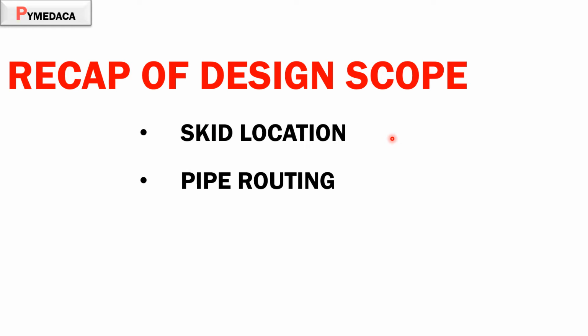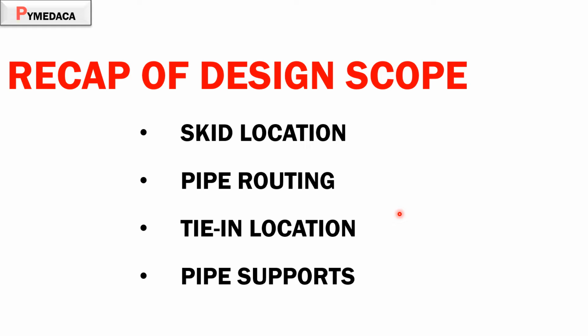So for those who wanted to understand about the previous project, let's recap the design scope we have discussed. See, the design scopes in this piping project we were discussing were: the first one is skid location. This is covered in the part 1 video. And the second one, piping routing, where we have had detailed discussions in this video, which is covered in part 2. And the tie-in location and pipe supports. In this video, I'm specifically going to cover the tie-in locations and pipe supports, and with this video, this project will be completed.